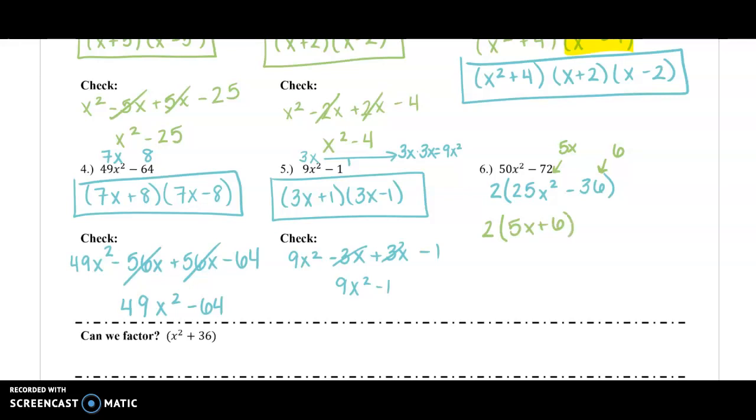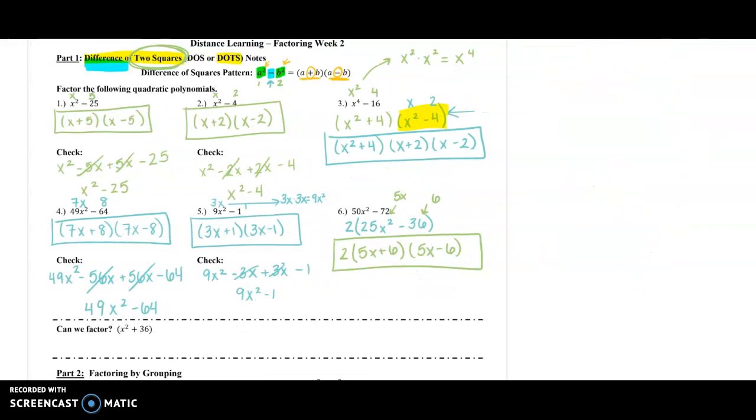5x plus 6 times 5x minus 6. And if you had gone through and distributed that 2 to the first set of parentheses and then FOILed, you would end up back with what you started with. Okay? So that is how we factor with dots.